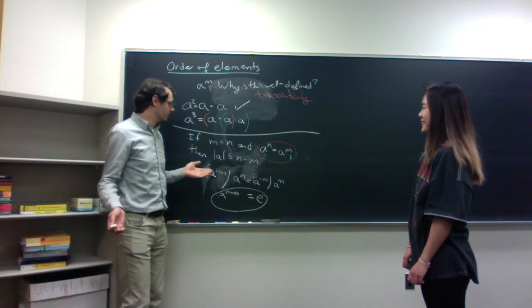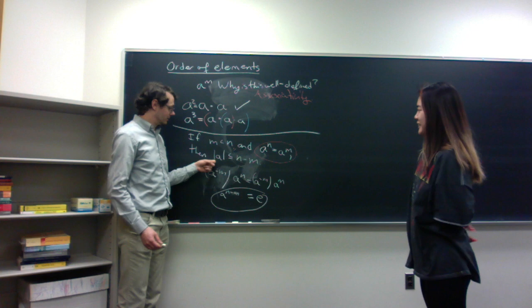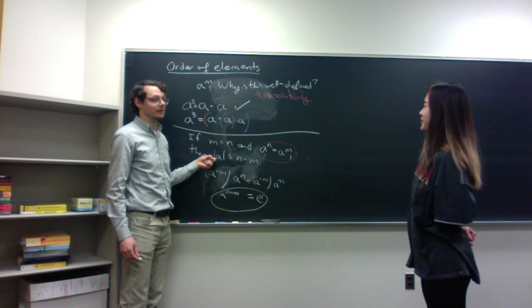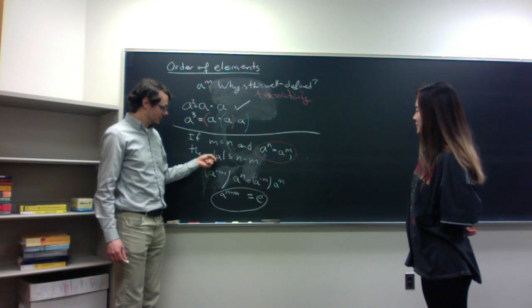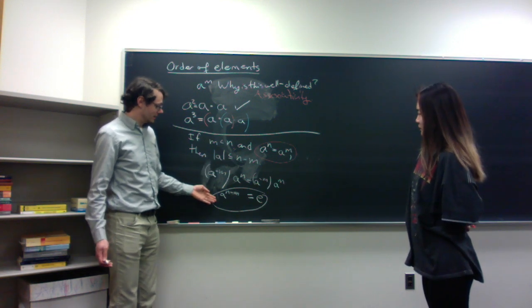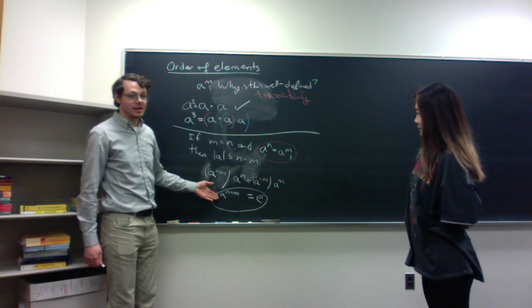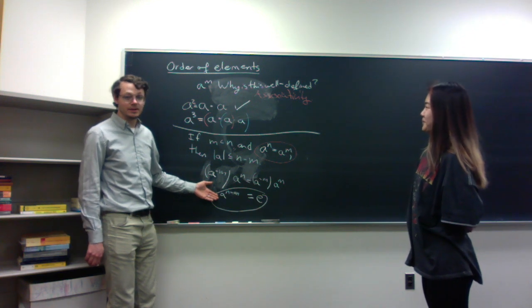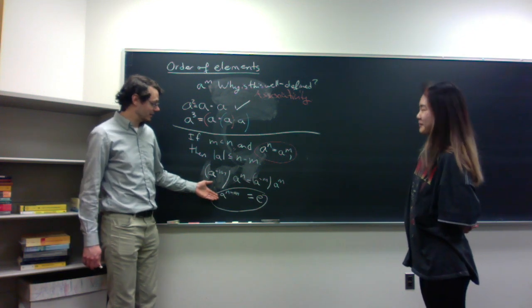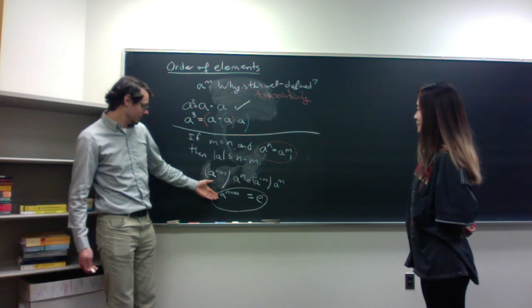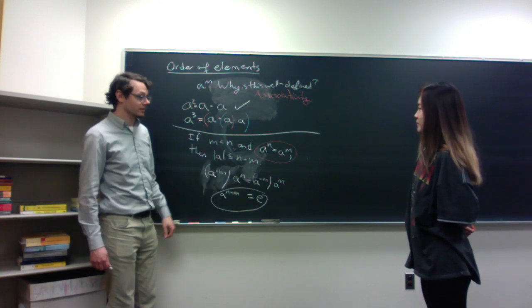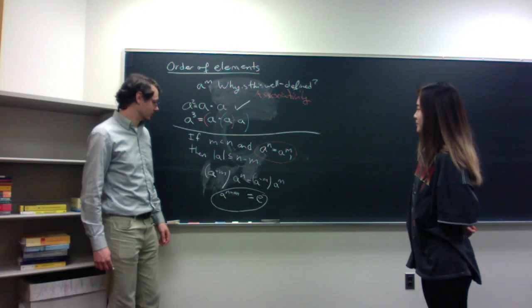So the order of the element is the smallest exponent you can take where you get back to the identity. Anything that you can take as an exponent that gets you back to the identity has to be at least as big as the smallest thing that gets you back to the identity. So n minus m is apparently the kind of thing that gets you to the identity, so it must be at least as big as the order of a.